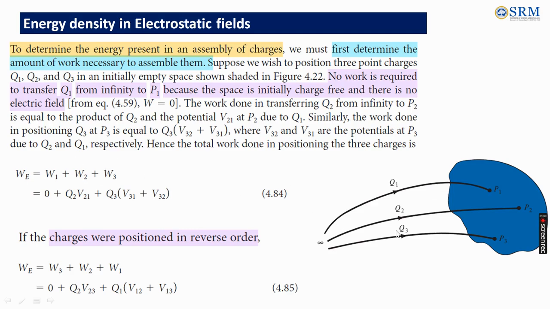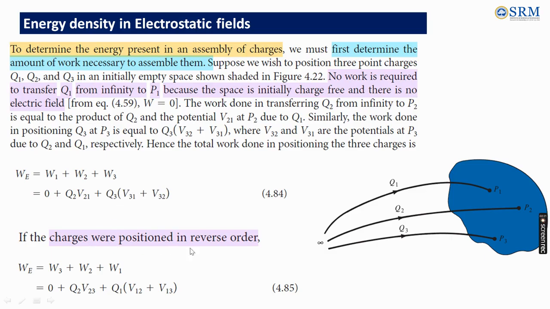Whereas if I want to move a charge Q2 from infinity to P2, what happens? This work done is equal to the product of the charge Q2 and the potential at that point due to the Q1 charge. And similarly, the work done in positioning Q3 at P3 is equal to the product of the charge Q3 and the potential at P3 due to the charge Q1 and the potential at P3 due to the charge Q2. Due to the presence of other charges, there will be a potential acting on it.